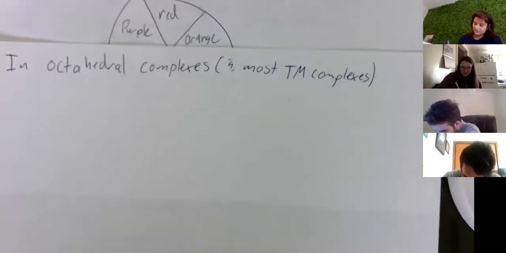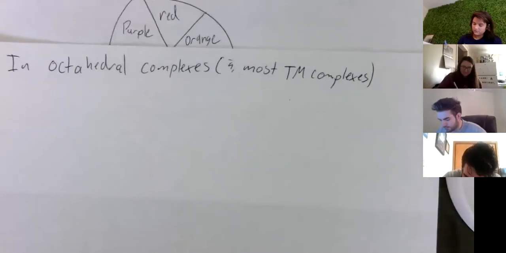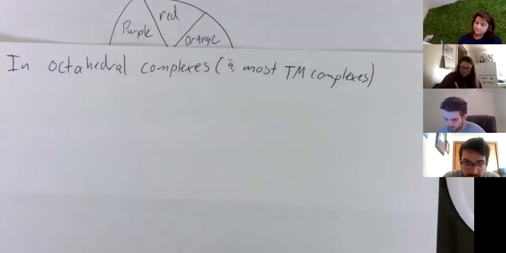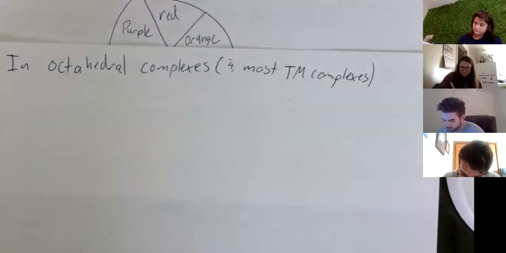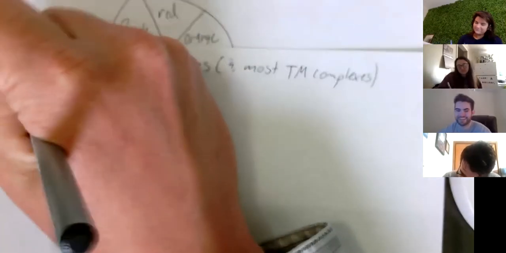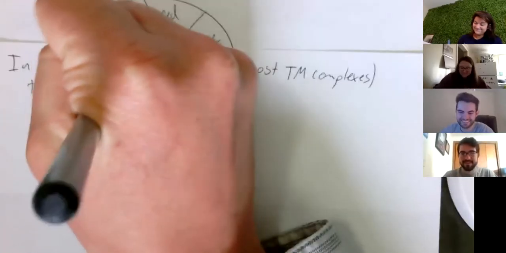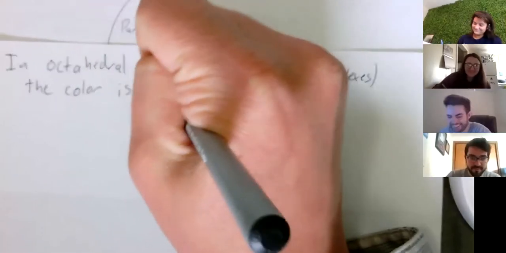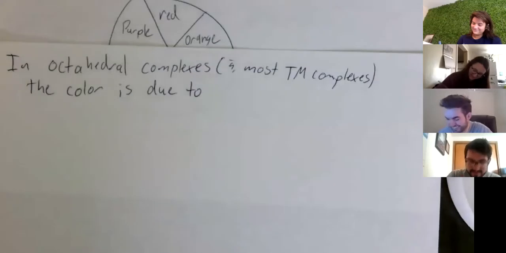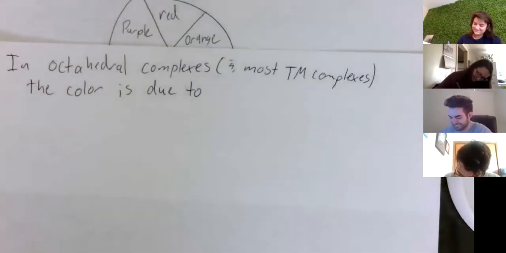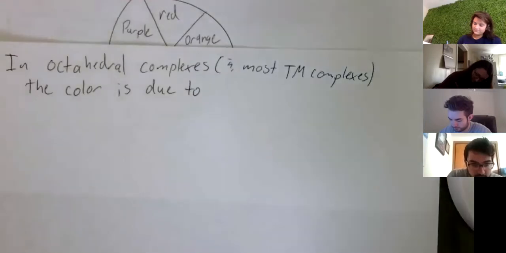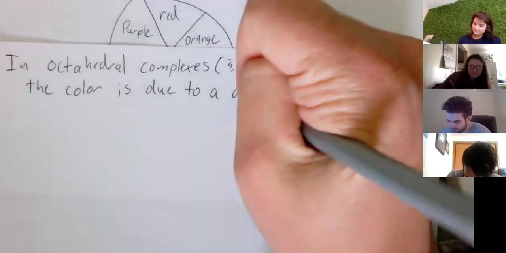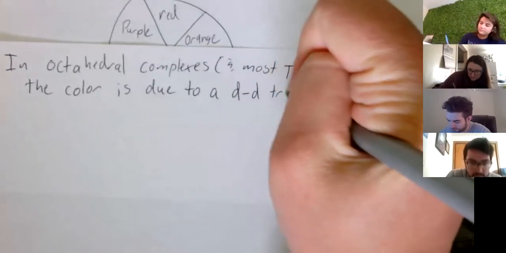So in most transition metal complexes, definitely octahedral ones, the color is due to something called a d to d transition. It's known as a forbidden transition. Stop. That's not real. No, yeah. They just started calling them forbidden transitions because they violated certain rules, but they still happen. And the lingo stuck.